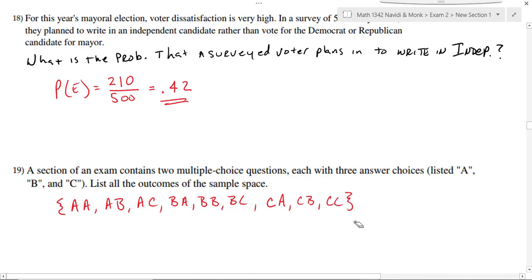This is my sample space. I will have a problem on the test where I ask you about the sample space. This is a list of all possible answer combinations when you have two multiple choice questions with three choices on a test.